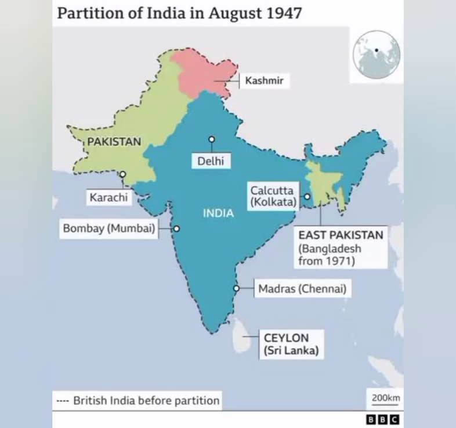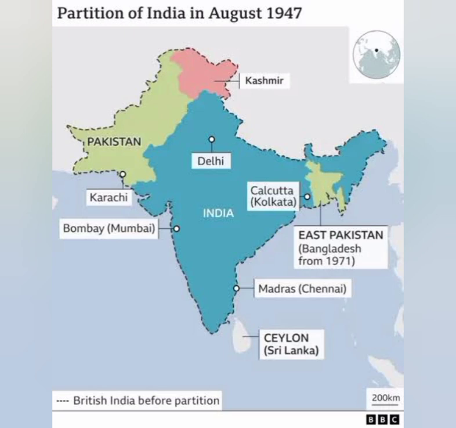Colonial policies: British policies, such as the divide and rule strategy, exacerbated communal tensions. Political movements: the Muslim League, under Muhammad Ali Jinnah, advocated for a separate state for Muslims, opposing the Indian National Congress's vision of a united India.